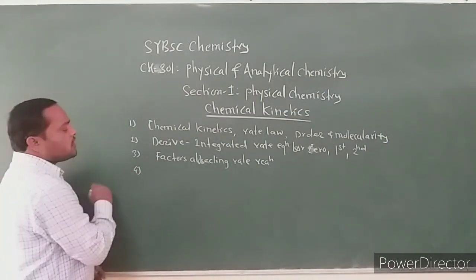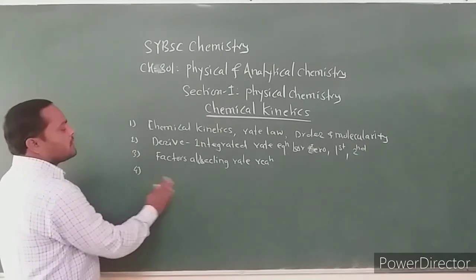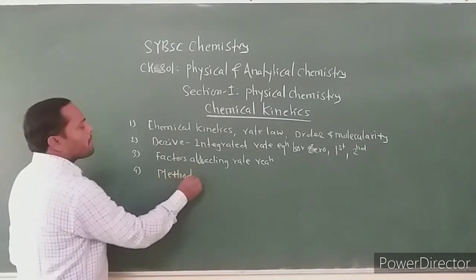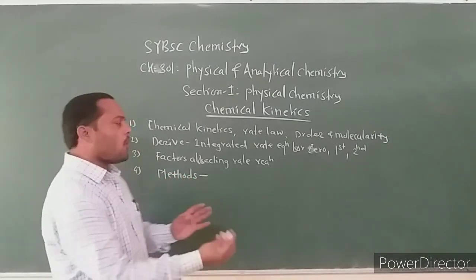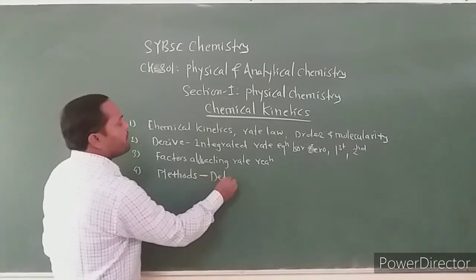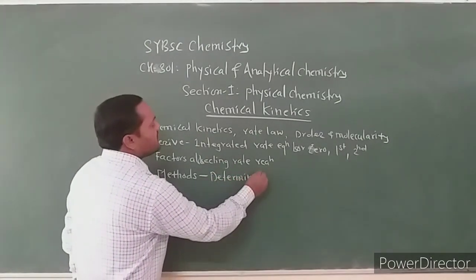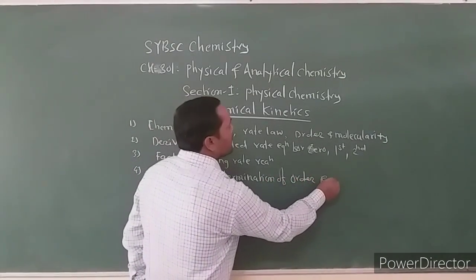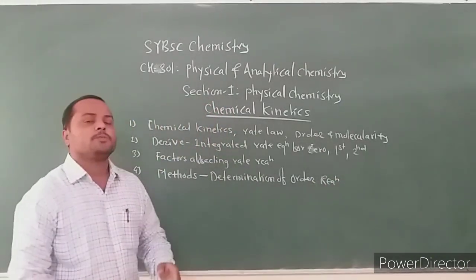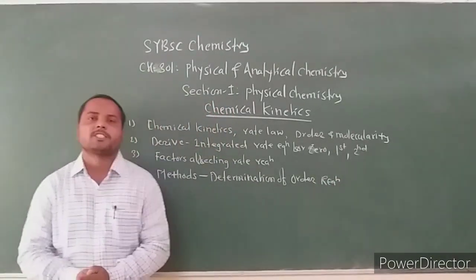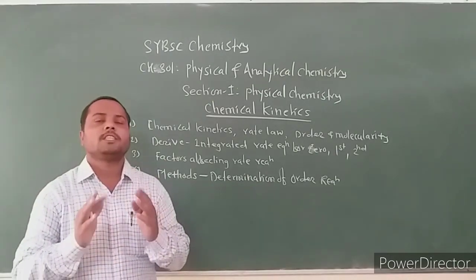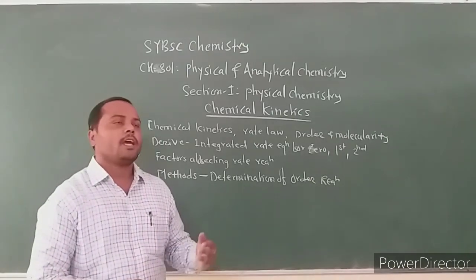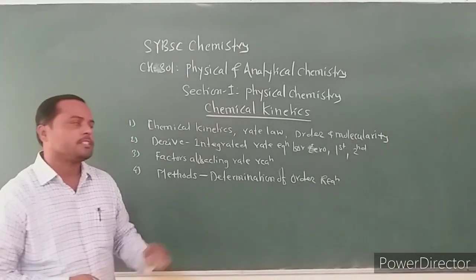Another objective is the methods for the determination of order of reaction. There are four different methods used for determination of order of reaction: the graphical method, the differential equation method, the integrated rate equation method, and the last one is the half-life period method.